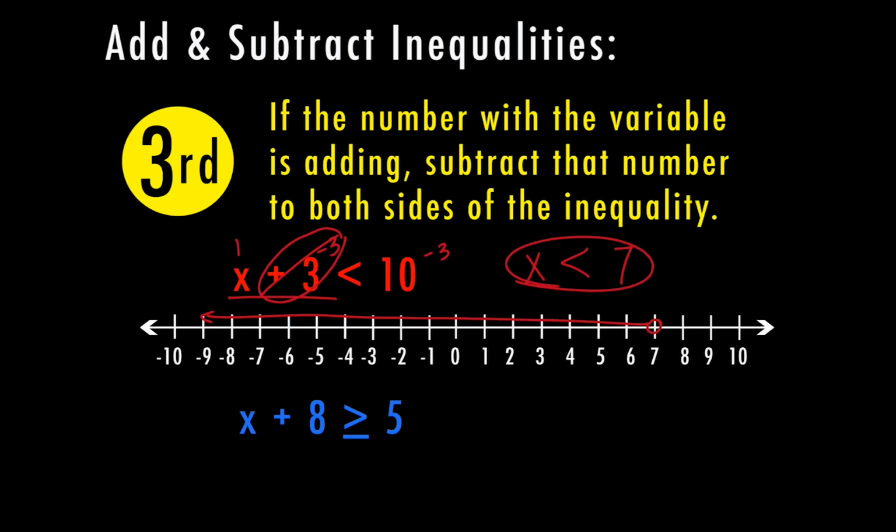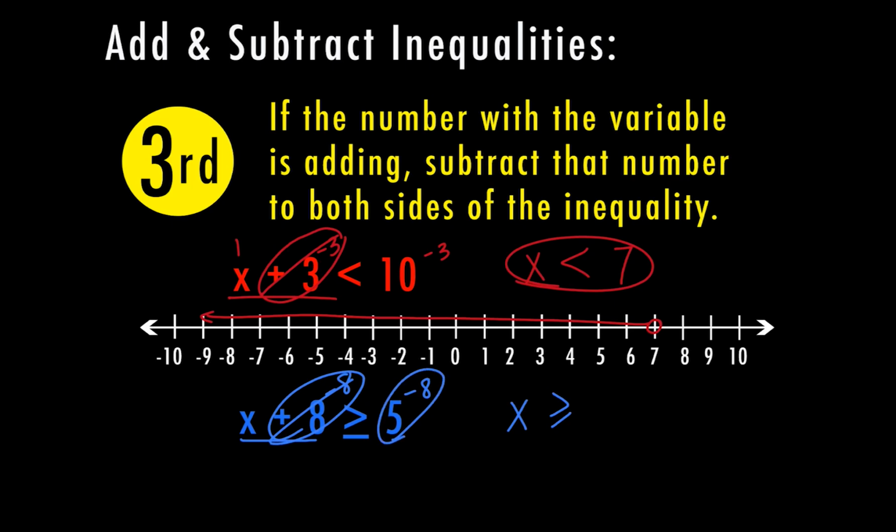So next we have plus 8 on the side of our x. So instead of plus 8, I'm going to subtract 8 from both sides. So that means that plus 8 minus 8 equals 0. I have x left. I'm going to write my greater than or equal to sign, and then 5 minus 8.